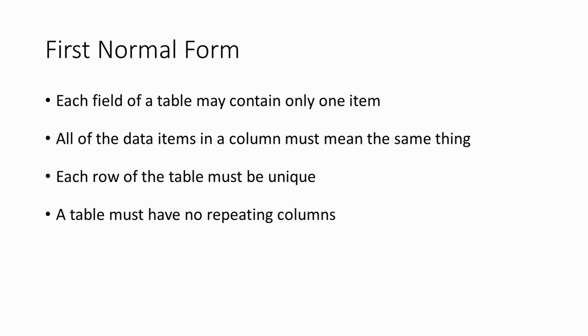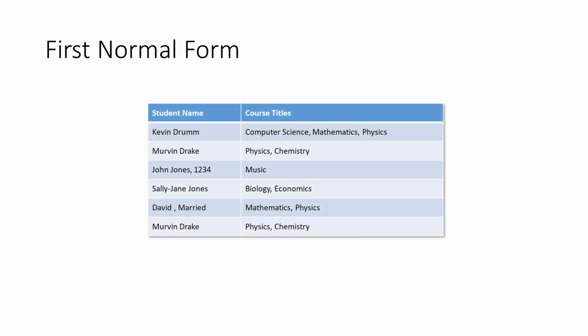Let's work through an example to make things clear. Here's a table that might be part of a system used by a college or a university to record information about students and the courses they're studying. There are a number of violations of the first normal form here. To begin with, a table must not contain composite or multi-valued attributes.